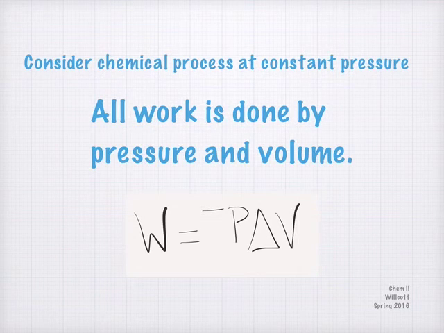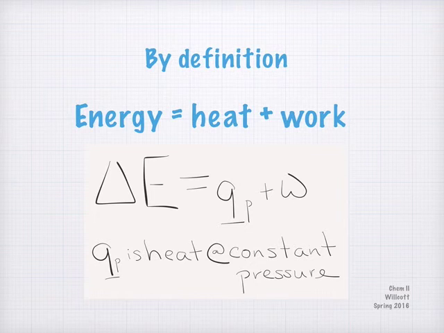So all work is done then by pressure and volume using the equation that we talked about last class, work being equal to the negative of pressure times the change in volume. Now I'm going to go through a lot of equations relatively quickly, but recall that you can rewind and go over these an additional time if you need to. So we're going back to a definition of energy as being equal to heat plus work. And so looking at that as a formula, we have delta E equals Q sub P plus work, and the sub P references that we're looking at heat at that constant pressure.